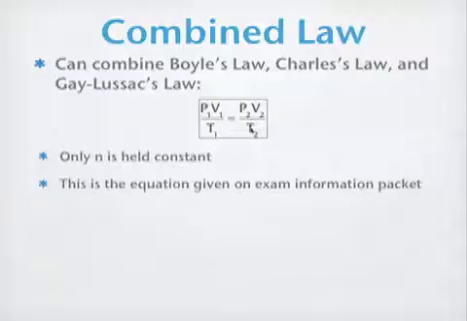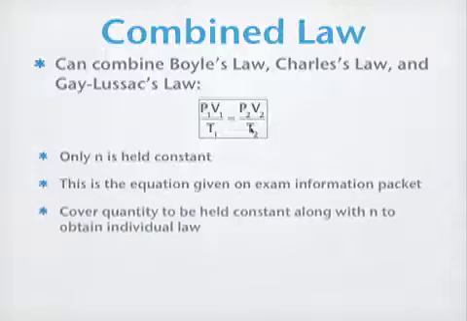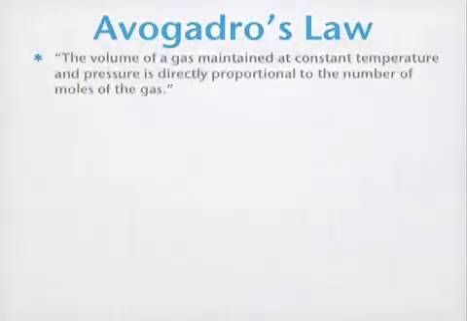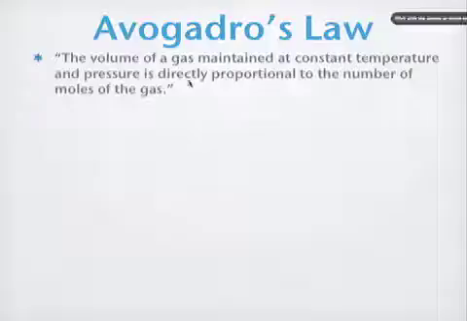All right, finally, in the very end, we're going to talk about a gentleman that you may have heard of named Avogadro. Avogadro's law tells us that the volume of a gas maintained at constant temperature and pressure is directly proportional to the number of moles of the gas. Now, some of you may remember a little song about equal volumes of gases at the same temperature and pressure have the same number of molecules. But what does this mean?